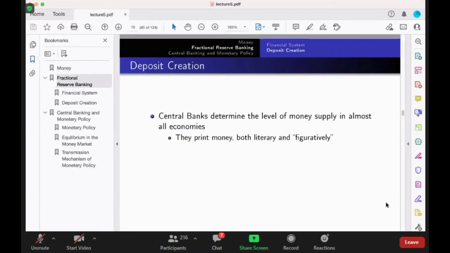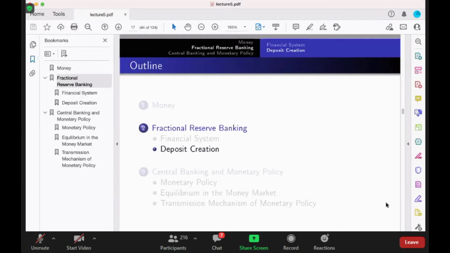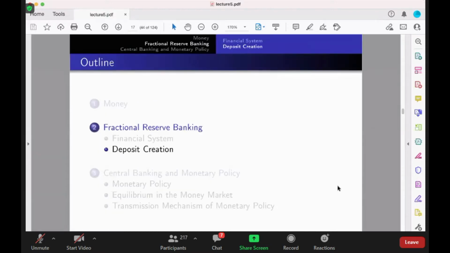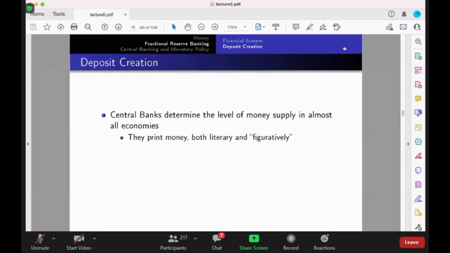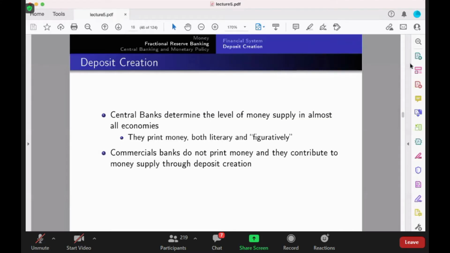All right. Now let's come to something very, very important about the financial system, which is called deposit creation. Basically, the central bank determines the total money supply in an economy. That's basically what the central bank does. They print the money, both literally and figuratively.